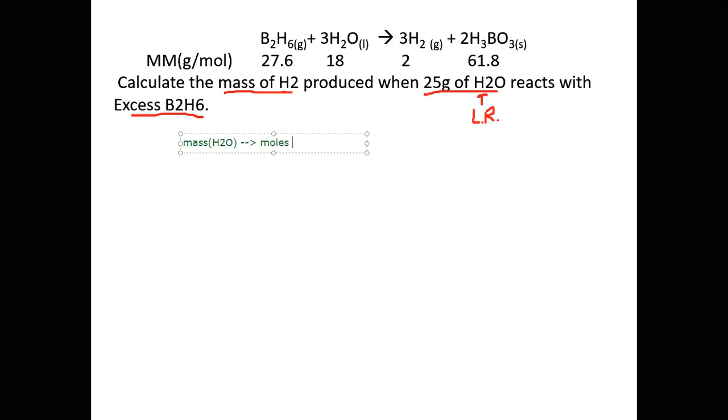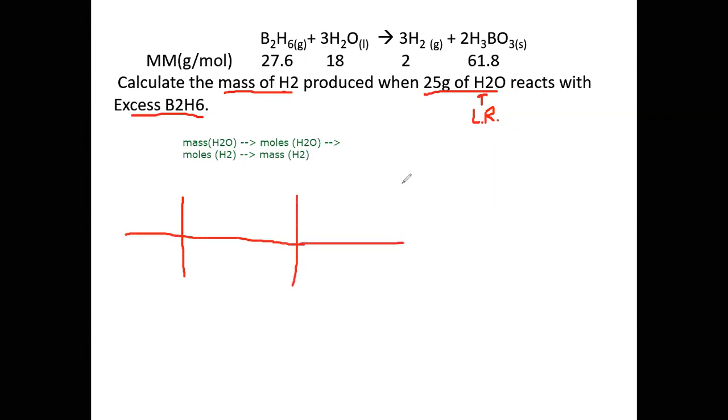convert it to moles of H2O, and then we're going to go to moles of H2, then mass of H2. So we're doing the same process we did in the previous example. Now we'll draw our train track. Again, it gave us the balanced equation, and one of the reactants was in excess.